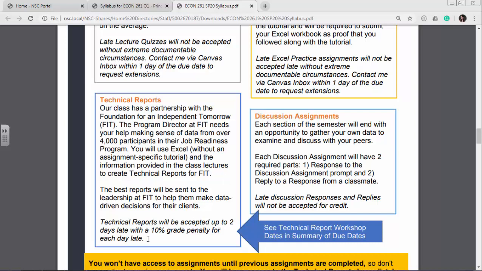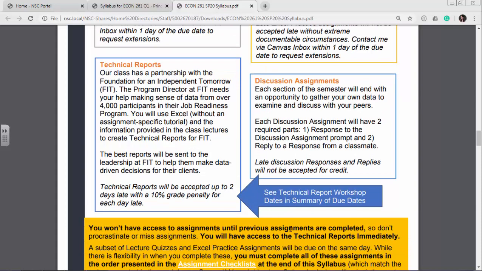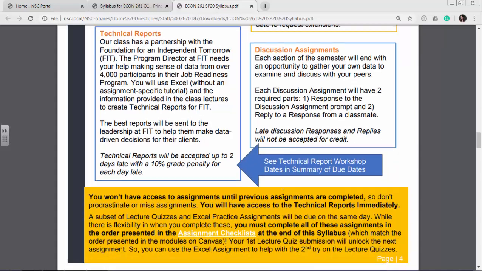I will accept technical reports late, up to 2 days late, but you'll get a 10% grade penalty for each day late. I'm also going to be having workshops in person for the technical reports so that you can come and get help with those. And I have them scheduled already. You'll see them, they're listed in the syllabus and on Canvas. So try to make arrangements to actually come to those.